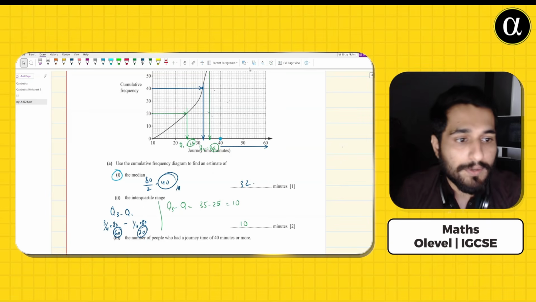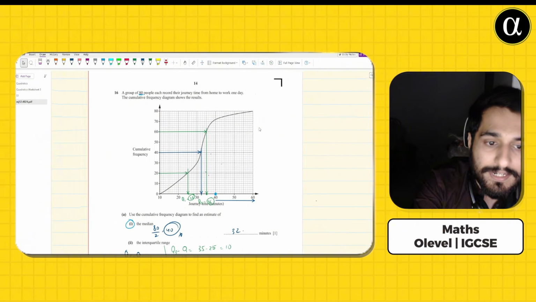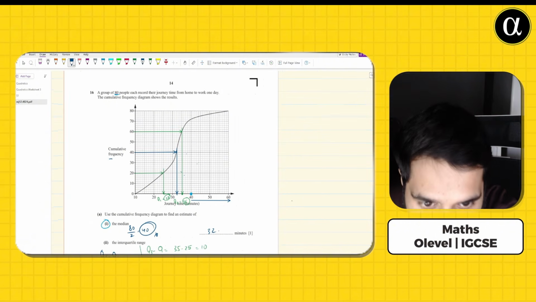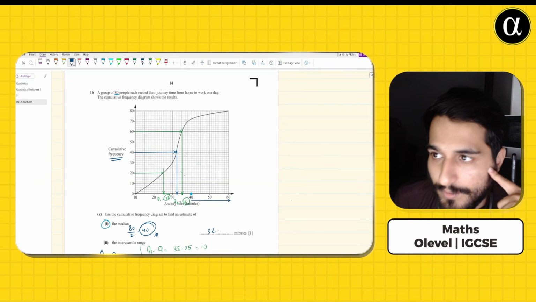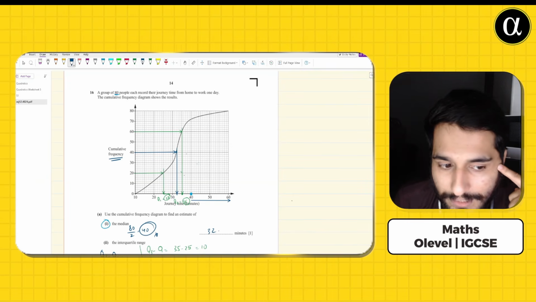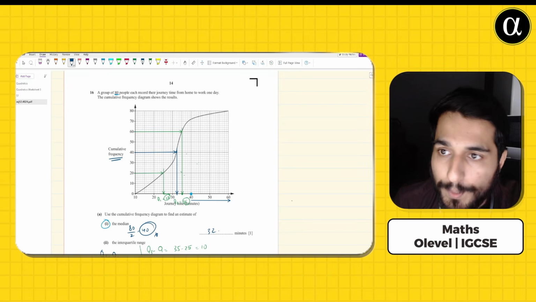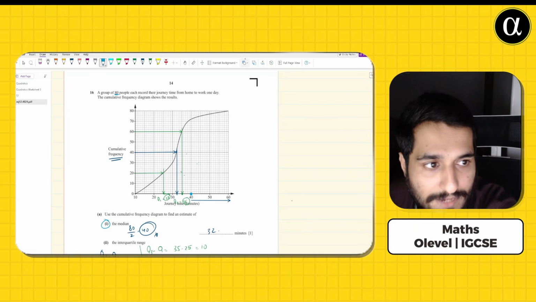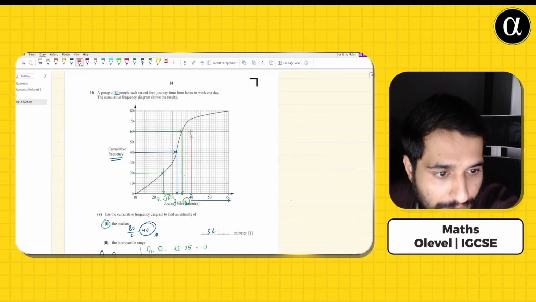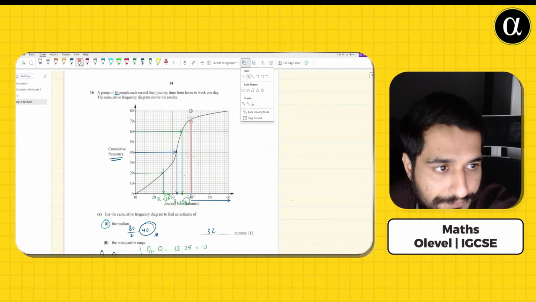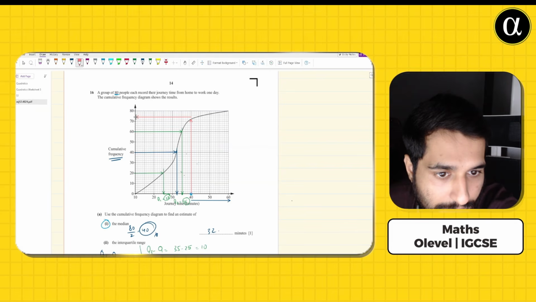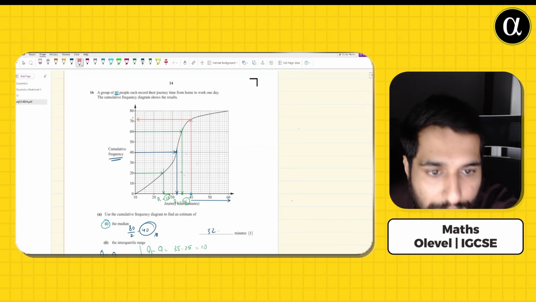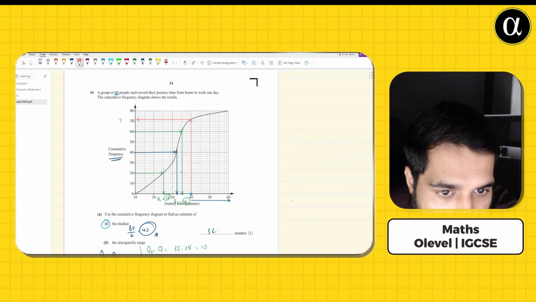Now again, what will I do? I will try to interpret this data set in terms of number of people, which is represented by my cumulative frequency value, right? So what will I do? I will go in the reverse order, and then I'll read this value from this side. Let's try to read it. I'll go in the reverse order now. I'll read the value on this side, and now this is going to be somewhere around 72.